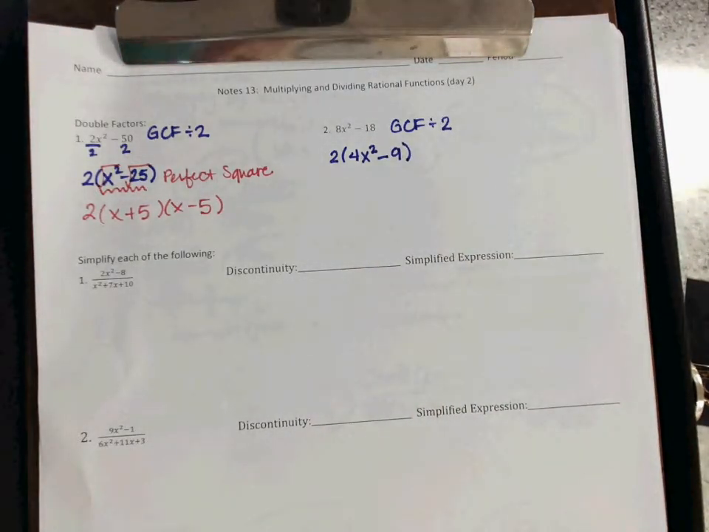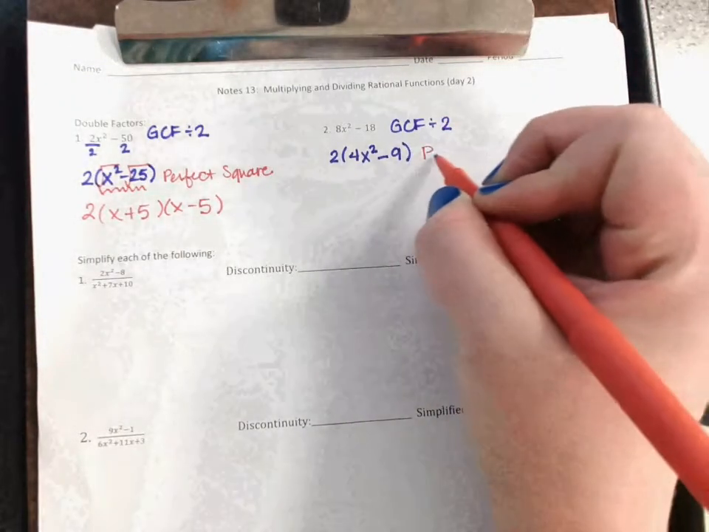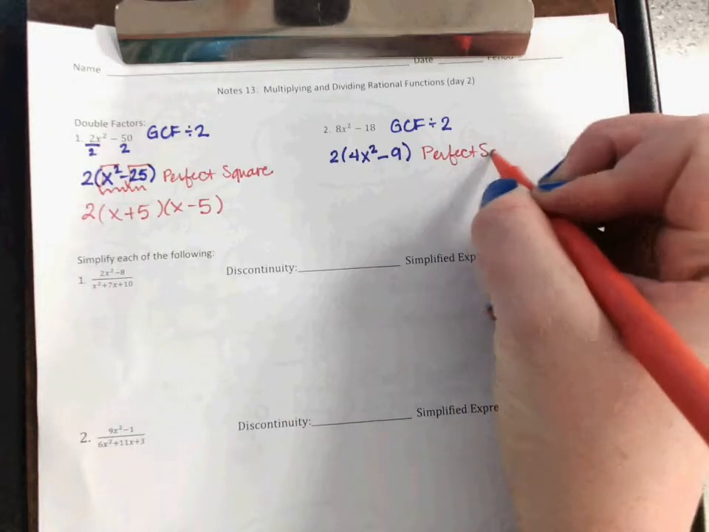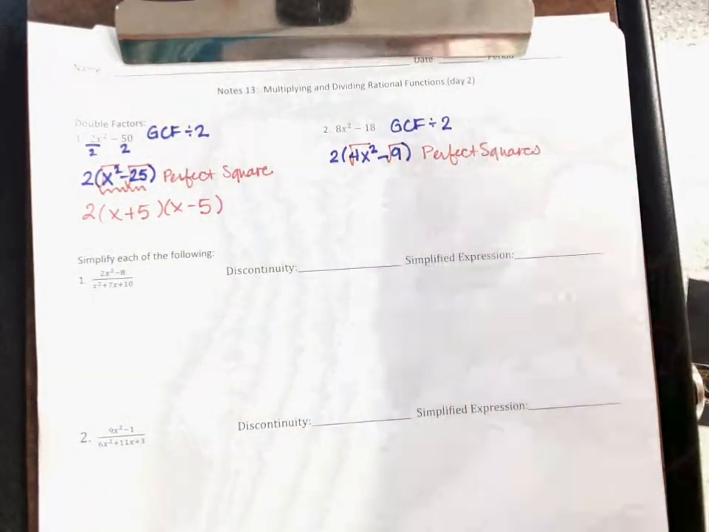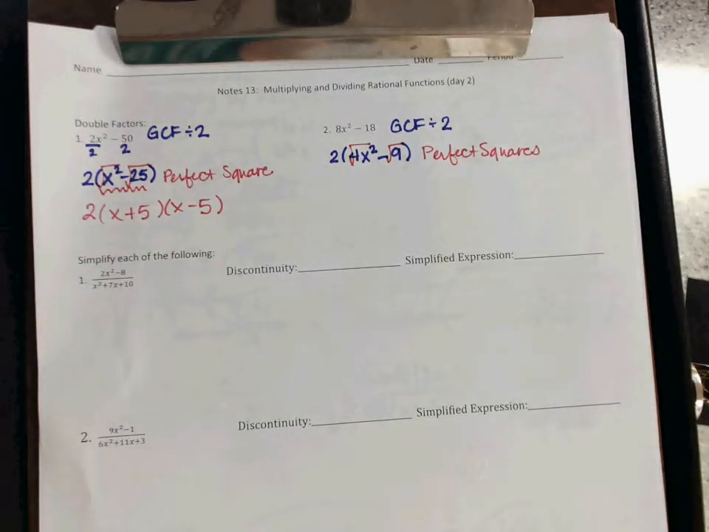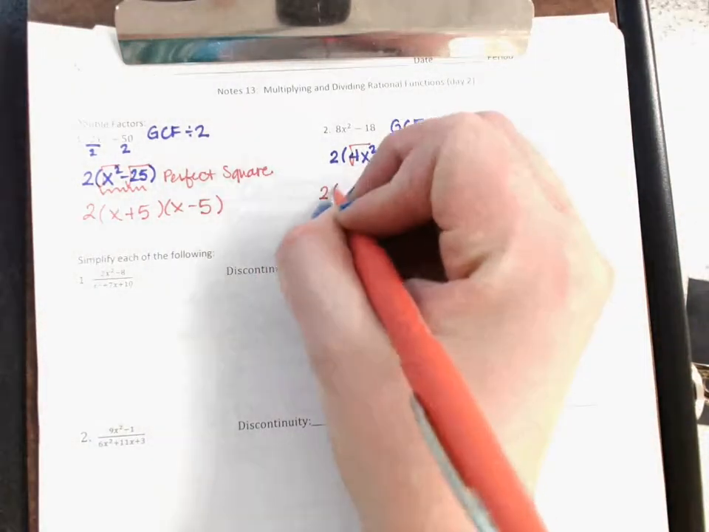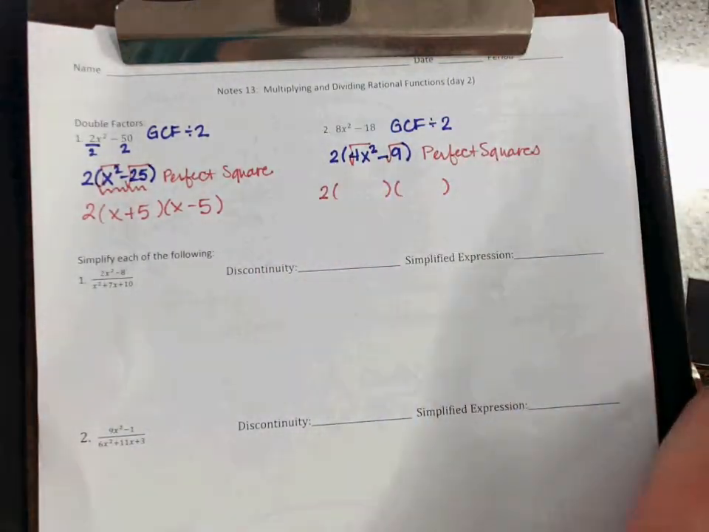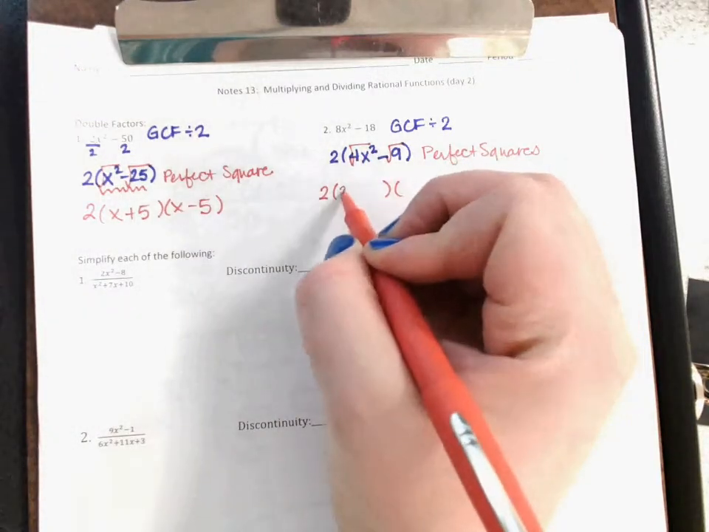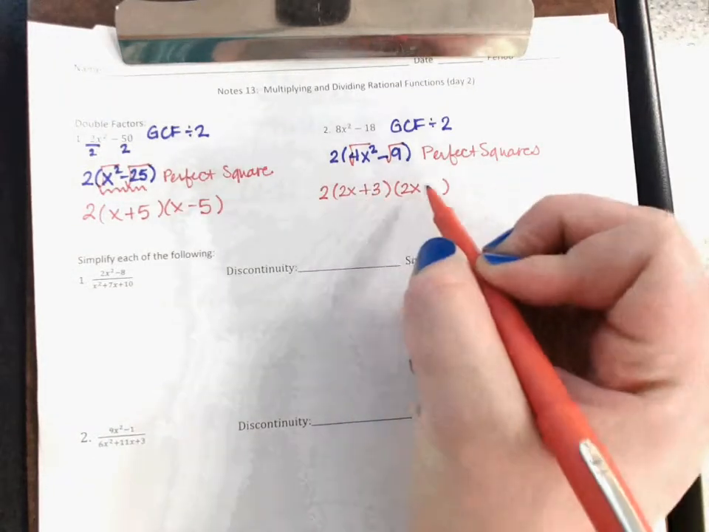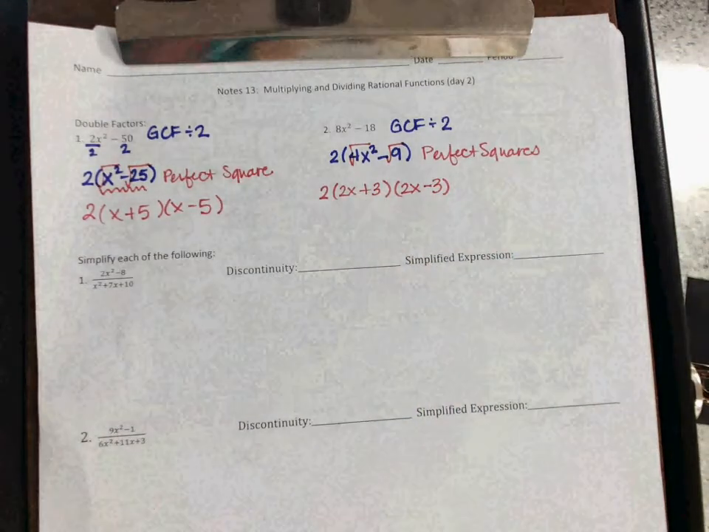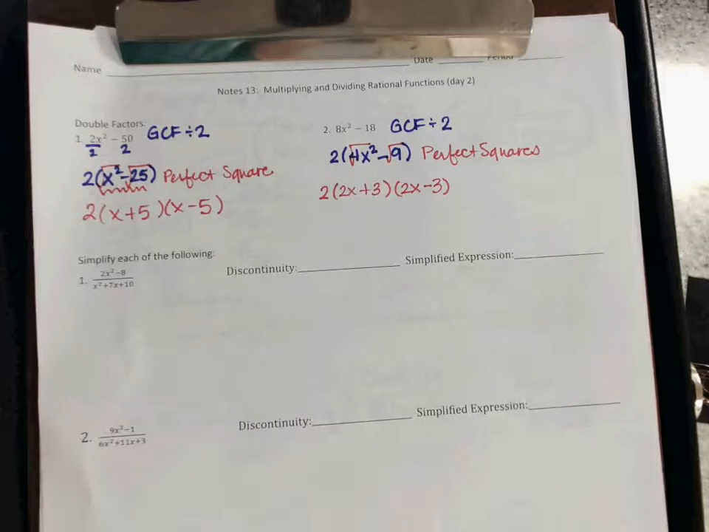And then after you divide the 2 out, what's left over is a difference of perfect squares. So then I can square root and square root. Now, remember that the square root of 4x squared, you just do the number and the x squared separately. So the square root of 4 gives me what? Square root of 4 gives me 2x. And then the square root of 9 gives me plus 3 or minus 3. Got it?